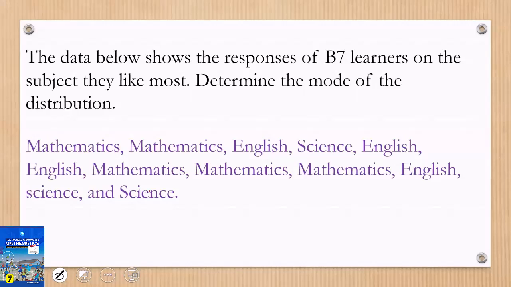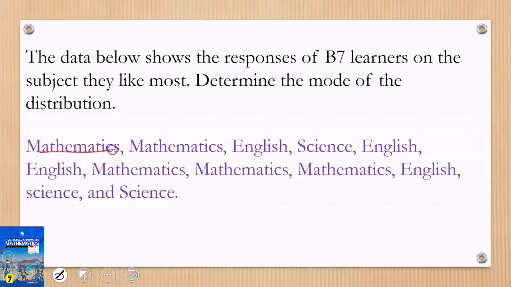So the following subjects were asked: English, mathematics, and science. And then they asked students one after the other. First person says, I like mathematics. Second person says, I like mathematics. Third says English. Fourth says science. Then English. Then English. Then mathematics. Then mathematics. Then mathematics. English. Science. Science. So the question is, which of these is the most occurring? Because mode simply means look at the data and find out which of the variables occurs most frequently. That's what we call mode, most frequent.